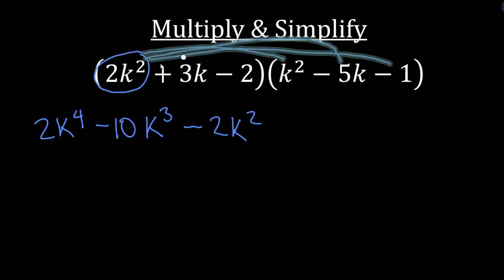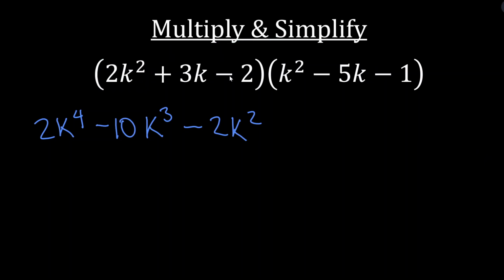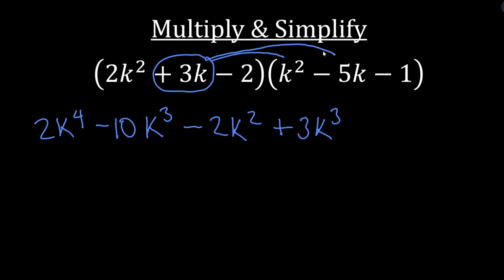Now we're going to go back to this first expression and this time move on to the next term, this plus 3k here. So if I multiply positive 3k by k squared, I get 3k to the third power. If I multiply positive 3k by negative 5k, remember that negative comes along for the ride here. So positive times a negative is a negative. 3 times 5 is 15. And k times k is k squared. Awesome. And now I'm going on to this last term here, this minus 1. So that means minus 1 times 3k. We're going to subtract 3k.